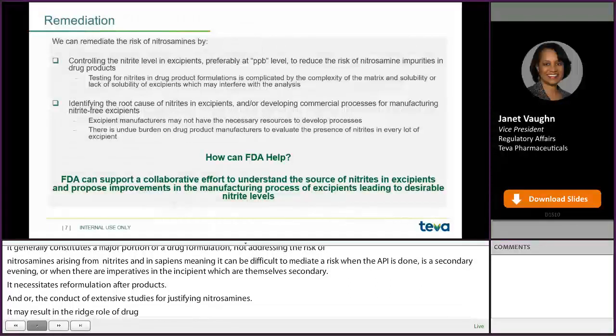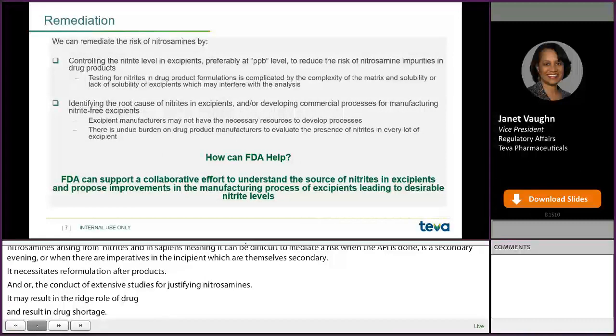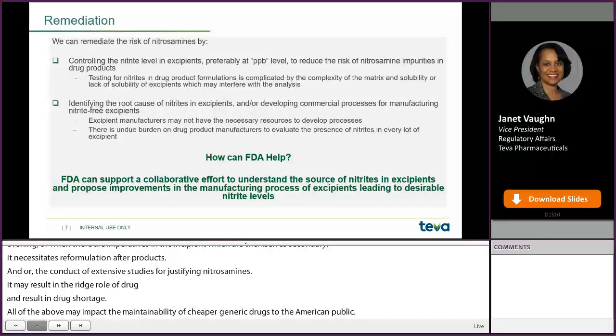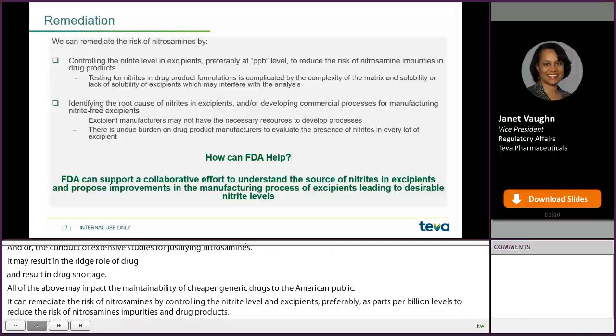We can remediate the risk of nitrosamines by controlling the nitrite level in excipients, preferably at parts per billion levels, to reduce the risk of nitrosamine impurities in drug products. We can identify the root cause of nitrites in excipients and or develop commercial processes for manufacturing nitrite-free excipients. Excipient manufacturers may not have the necessary resources to develop processes. There is undue burden on drug product manufacturers to evaluate the presence of nitrites in every lot of excipient.